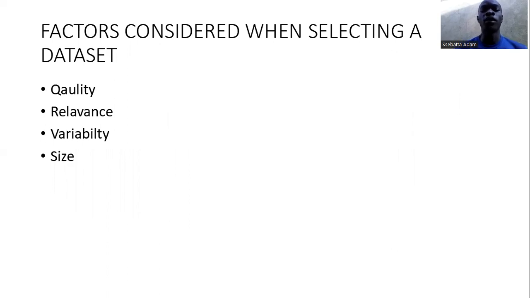Then the factors considered when selecting data sets are quality, relevance, variability, size, and quantity. Some models need a larger data set compared to others. Relevance: the data should be relevant for its use. Variability: there should be differences between the collected data. Then size.